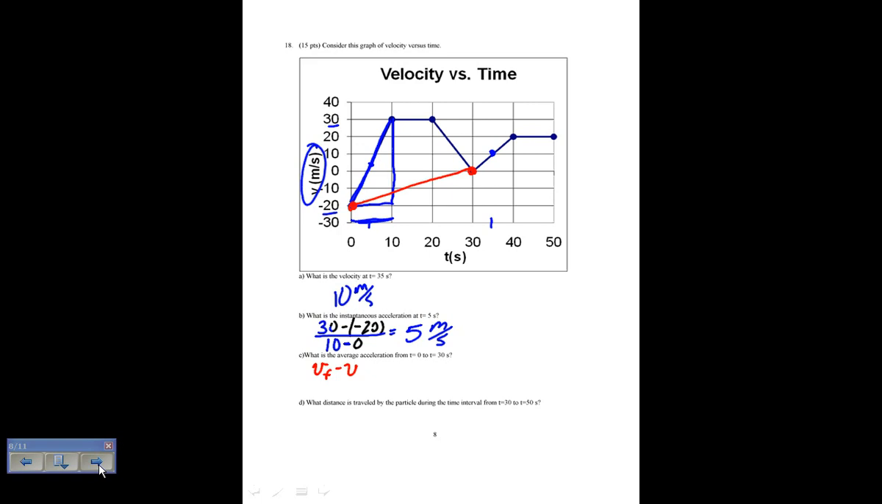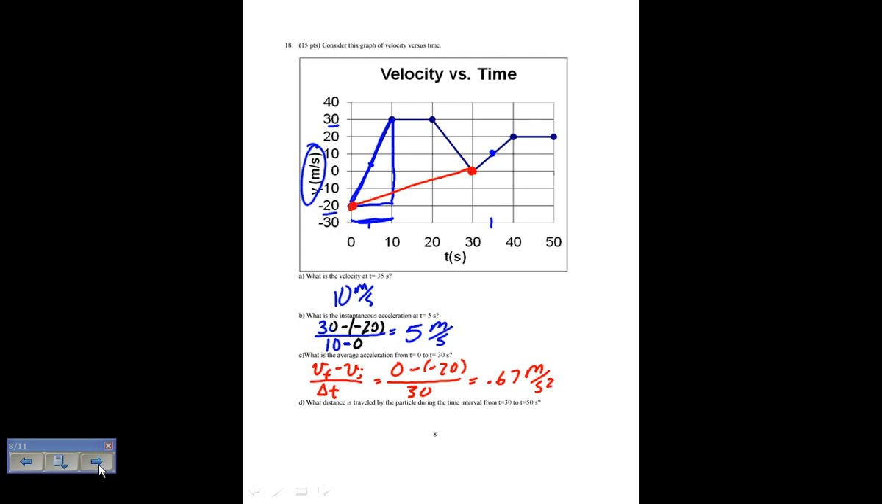What is the average acceleration from t equals 0 to 30? That is from this point to this point. I want to know the average acceleration. It's just Vf minus Vi over my change in time. Vf is 0 minus Vi, which is negative 20.